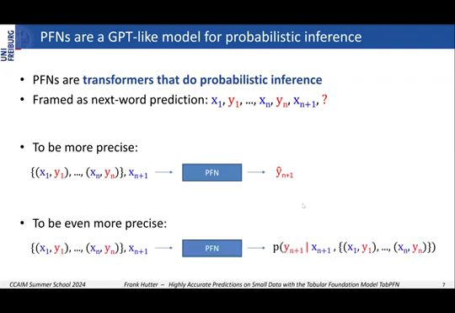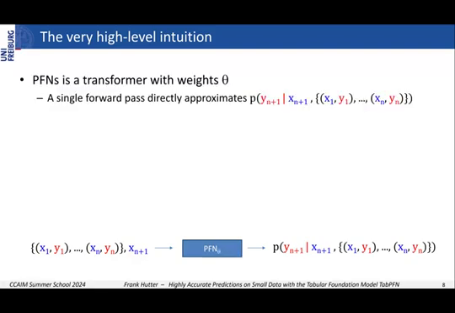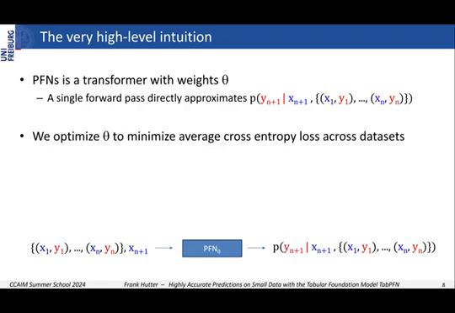And even more precisely, we don't just want to get a point prediction, but we want to get a probability distribution. And that probability distribution should approximate the Bayesian posterior. So on a very high level, this is what we want. We want to feed this into a PFN and get out the predictive distribution. And this is going to be a transformer with parameters theta, and that single forward pass should then approximate this distribution. And we optimize these theta to minimize the average cross entropy loss across many different data sets in order to just directly approximate this predictive distribution.